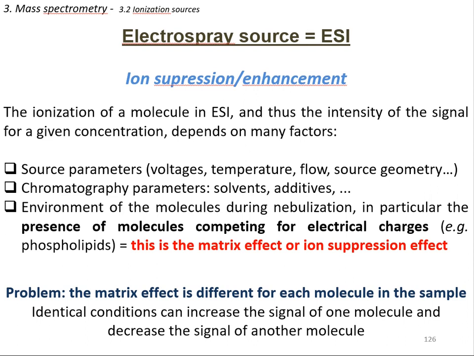The problem, of course, is that the matrix effect depends on each molecule in the sample. So you never know if a variation comes from a different abundance of the molecule, or if it comes from just the presence of another molecule that creates ion suppression.